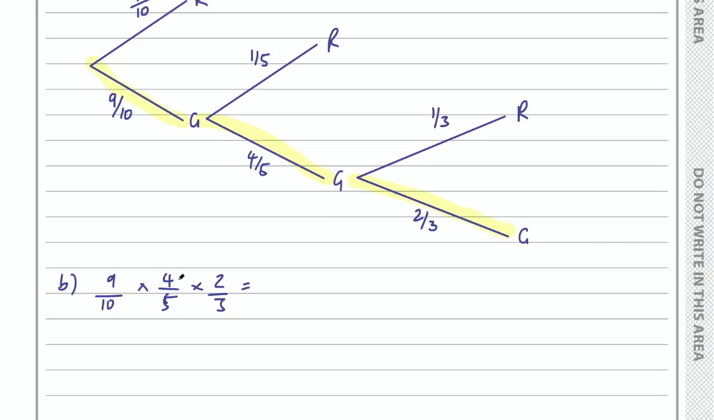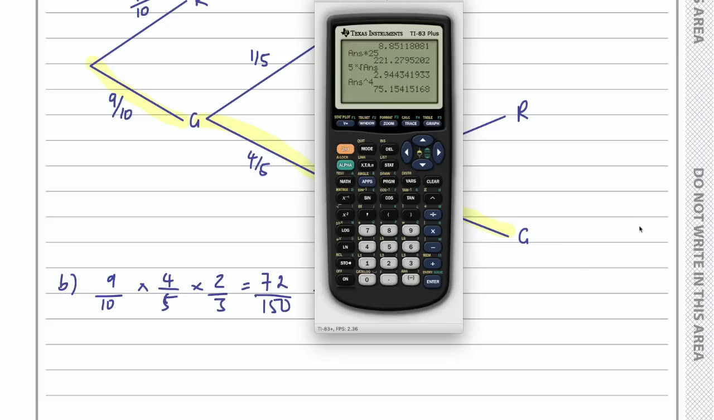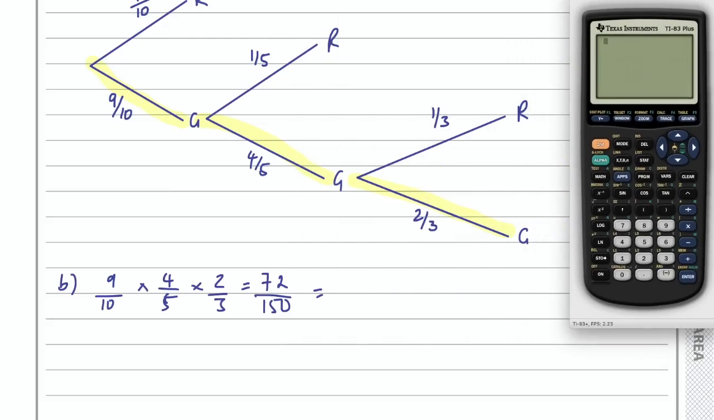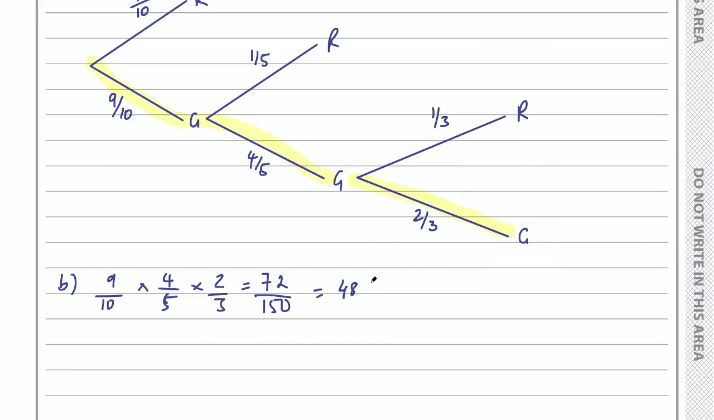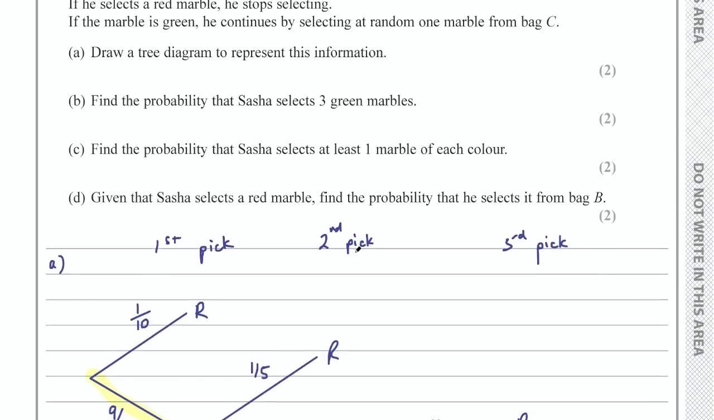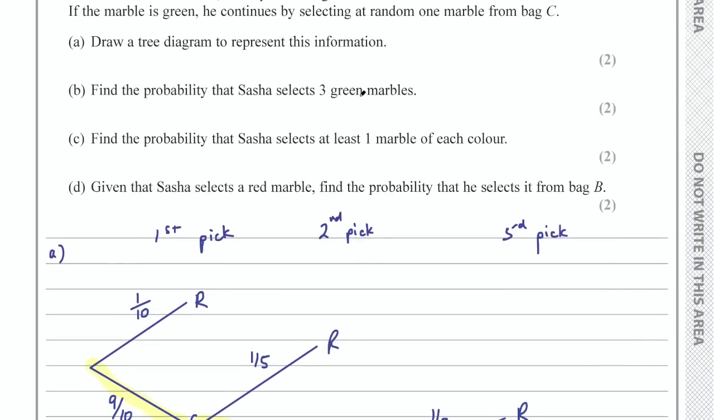Well, how could we evaluate this? We could just put it straight into a calculator. So 9 times 4 is 36, times 2 is 72. And then 5 times 10 is 50, times 3 is 150. And then let's put that into a calculator. 72 over 150 gives me 0.48 or 48%. However you want to write that would be fine. Okay, so that was part B: 48% chance of selecting 3 green marbles.